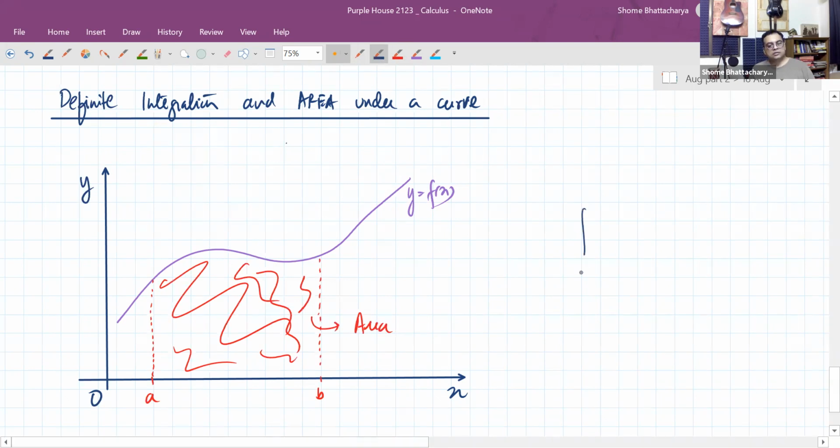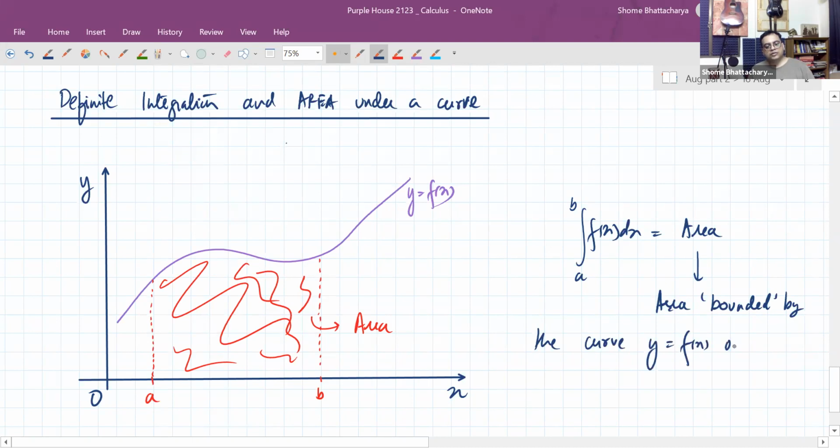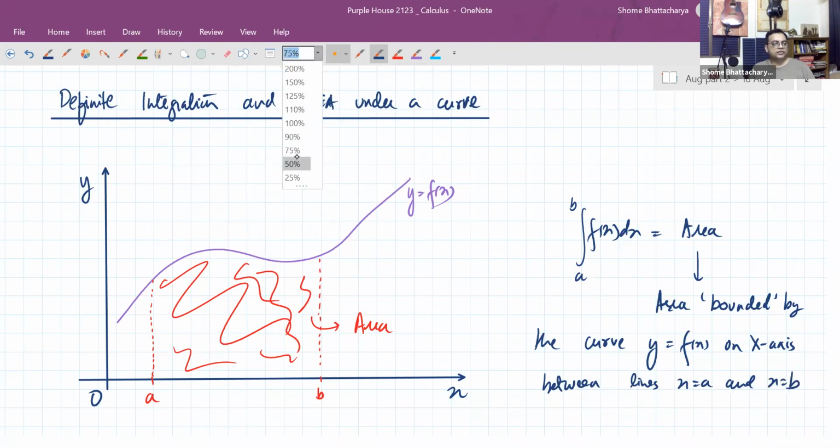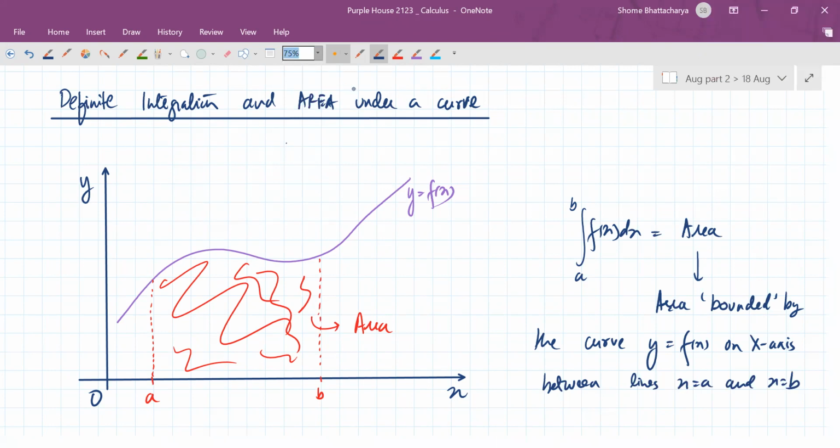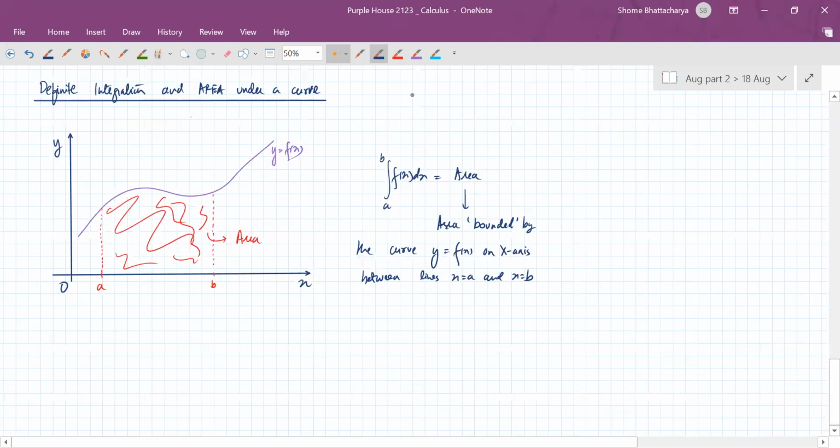So this integration from a to b of f(x) is actually that area that I've labeled over there. So this is the area bounded by the curve y equal to f(x) and the x-axis, between the lines x equal to a and x equal to b. So this is the geometrical meaning of definite integration. This works for any random curve.